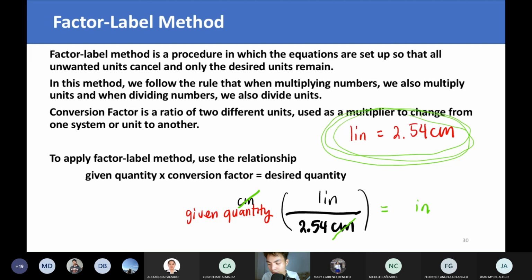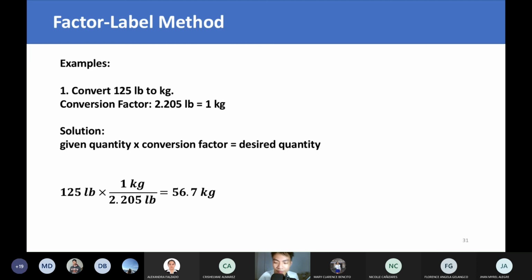Okay? So here are some few examples. I will give more next meeting. Last 3 slides na tayo. Okay, so for example, we have to convert 125 pounds to kilogram, and the conversion is 2.205 pounds is equal to 1 kilogram. Paano yung solution dyan?